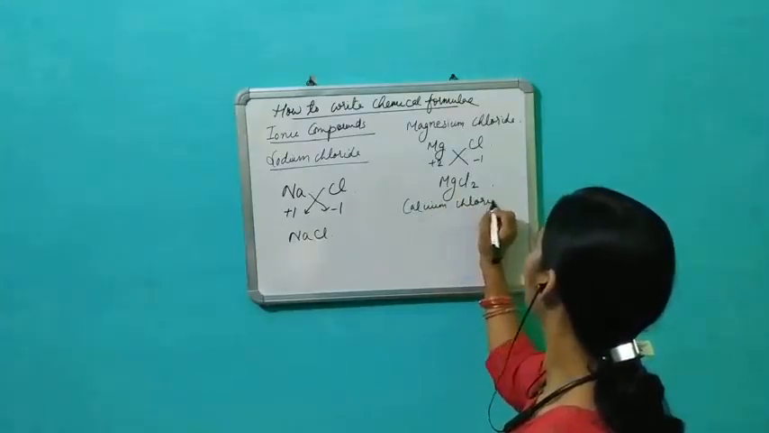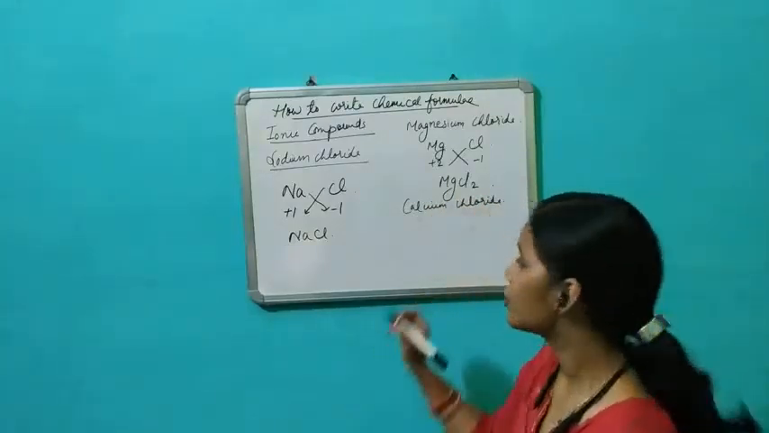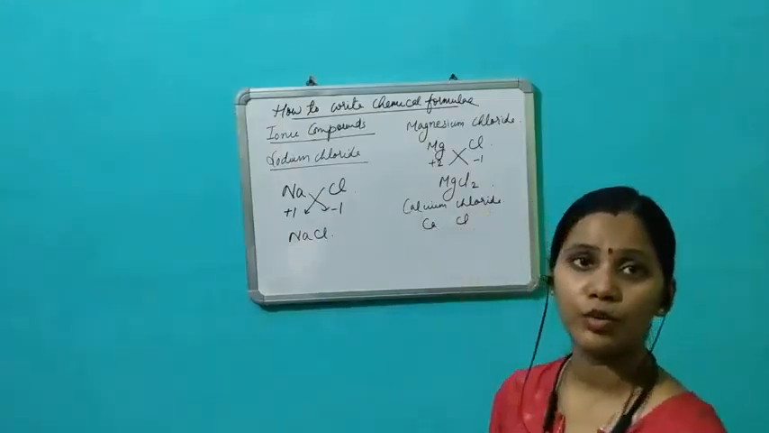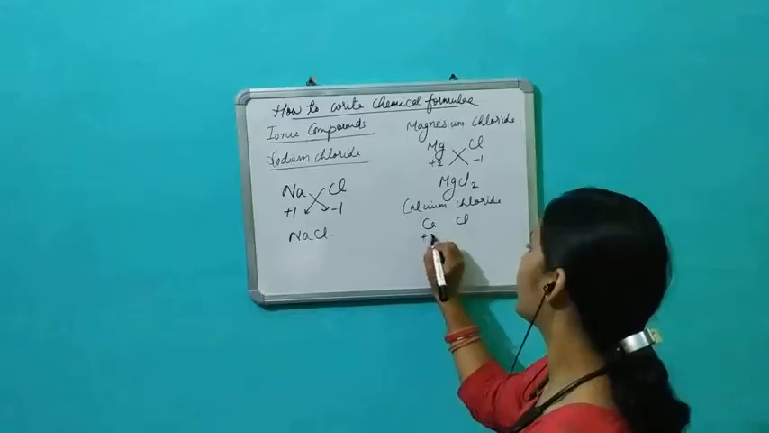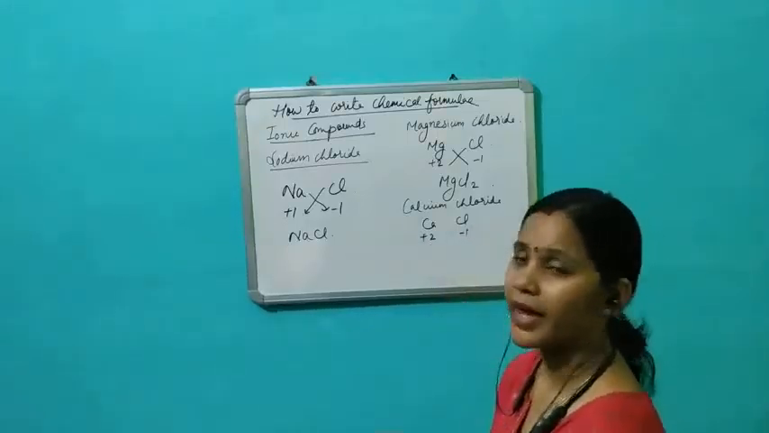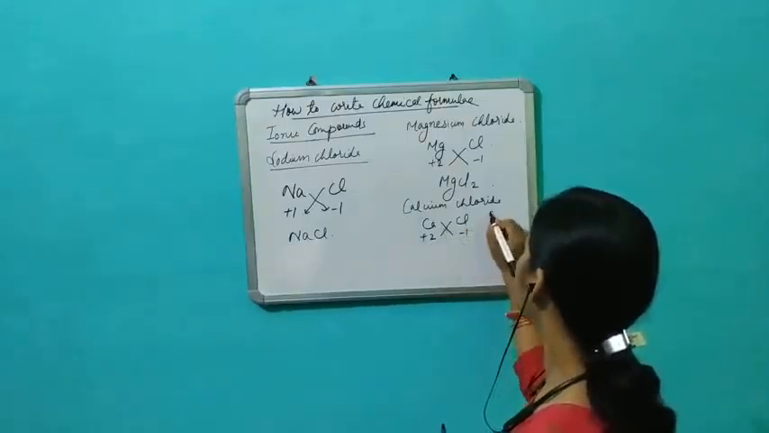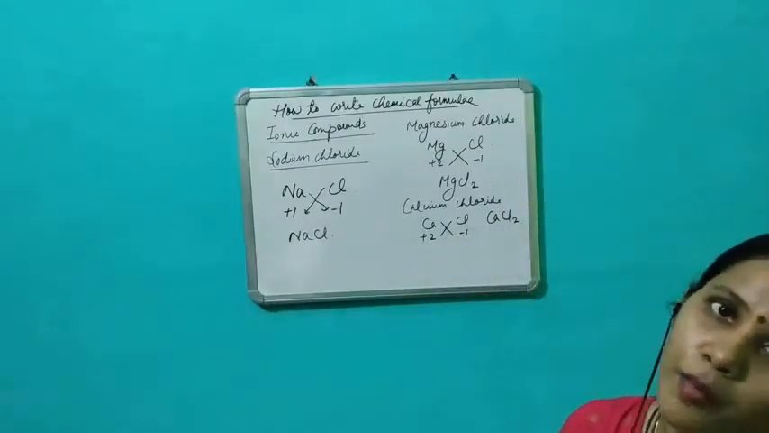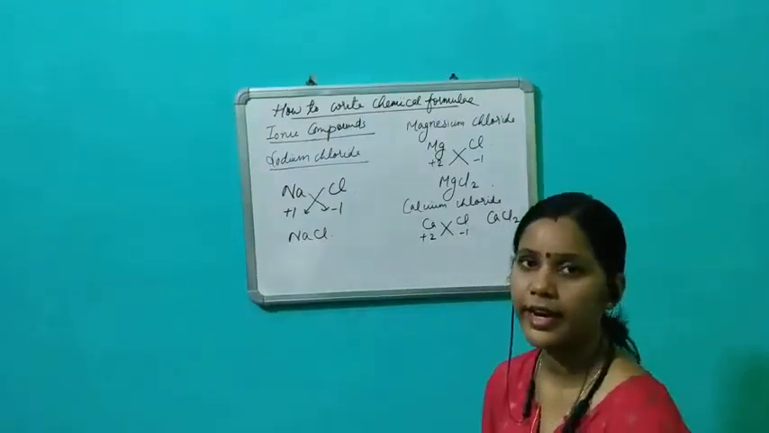Next is calcium chloride. So what is calcium? Ca, and chloride is again Cl. Calcium can lose 2 electrons, so it will have +2 valency. Cl is -1. Crisscross, we get CaCl2. As I told you, when we are writing the formulas, we don't mention the positive or negative sign.